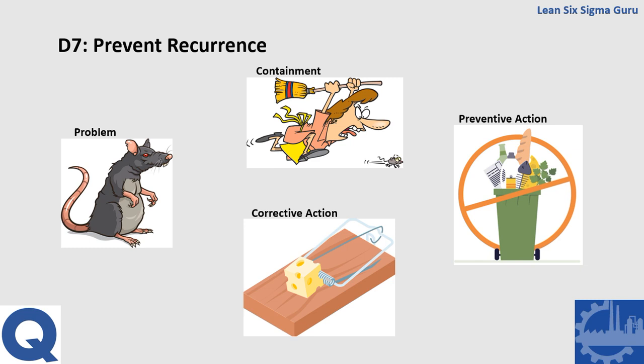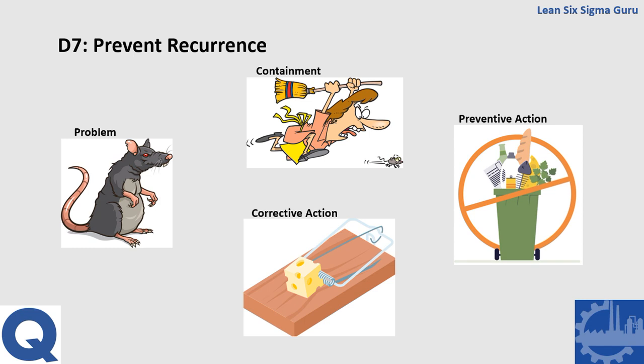Corrective action for a rat in the house might be a mouse trap. A piece of cheese might lure the mouse or the rat in, and it might allow us to take care of that specific problem. But preventive action is to get rid of the garbage, to get rid of the food source, to get rid of the thing that allows the rat to exist. This is the way we need to look at this particular kind of problem.